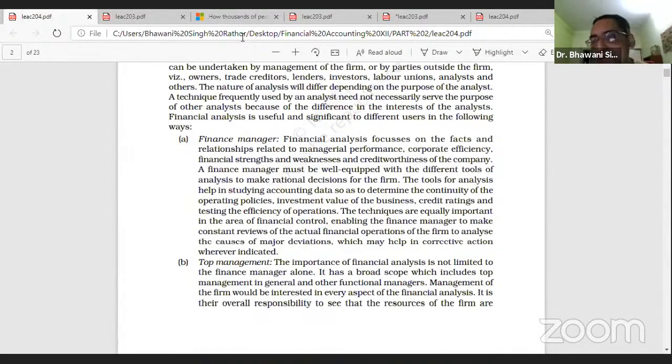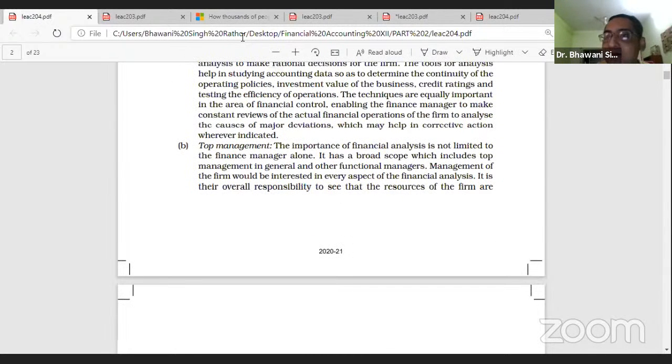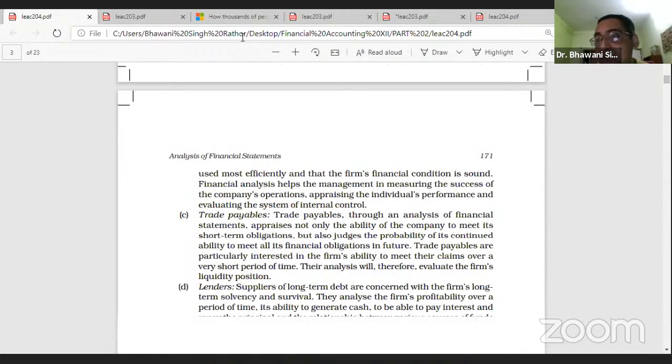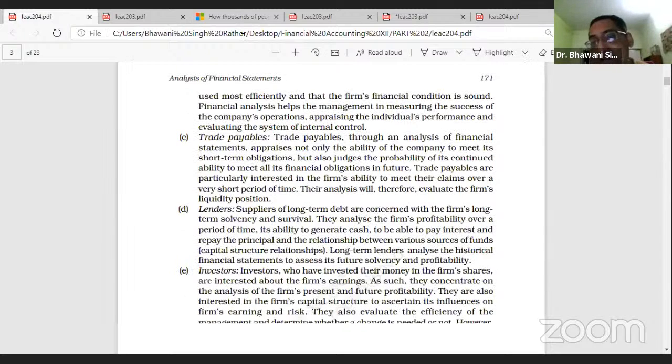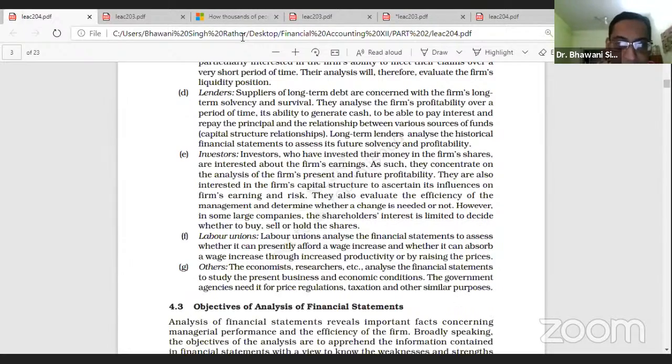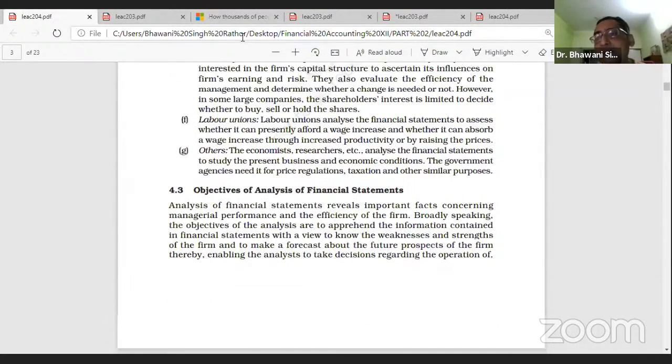Now, financial analysis is done by a number of entities, a number of stakeholders, like the financial manager or top management of the company, who are insiders. Then you have investors, prospective investors, shareholders, government, researchers, data analysts. You have suppliers, lenders. So different people do the financial analysis of the company, and it is useful for them as a tool. Then we'll focus on the tools of financial analysis.